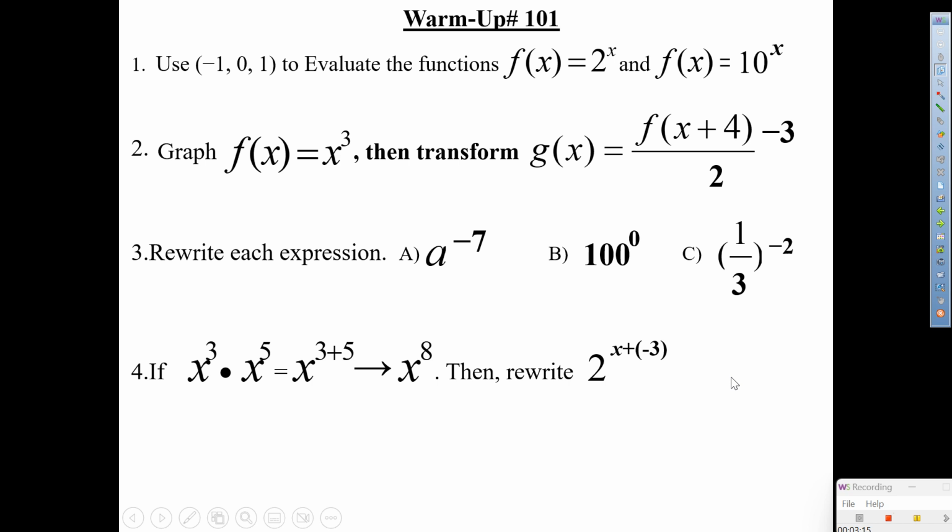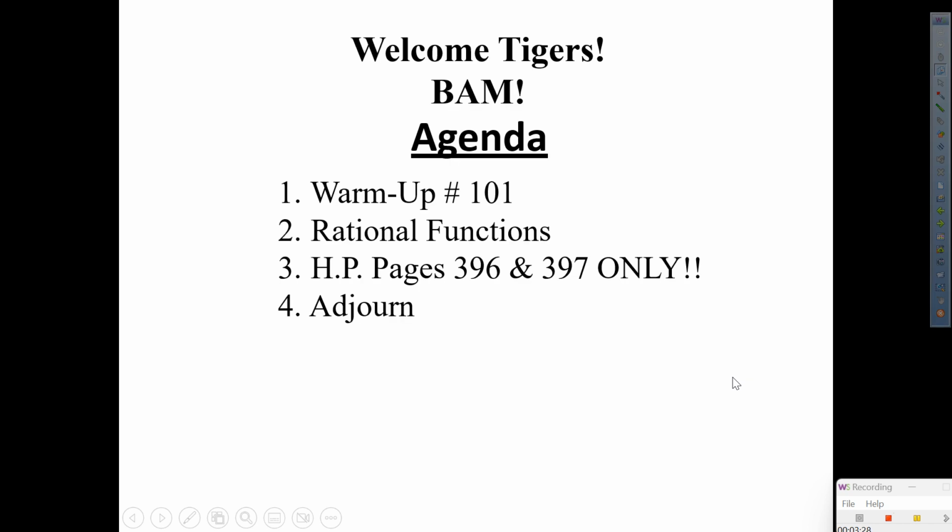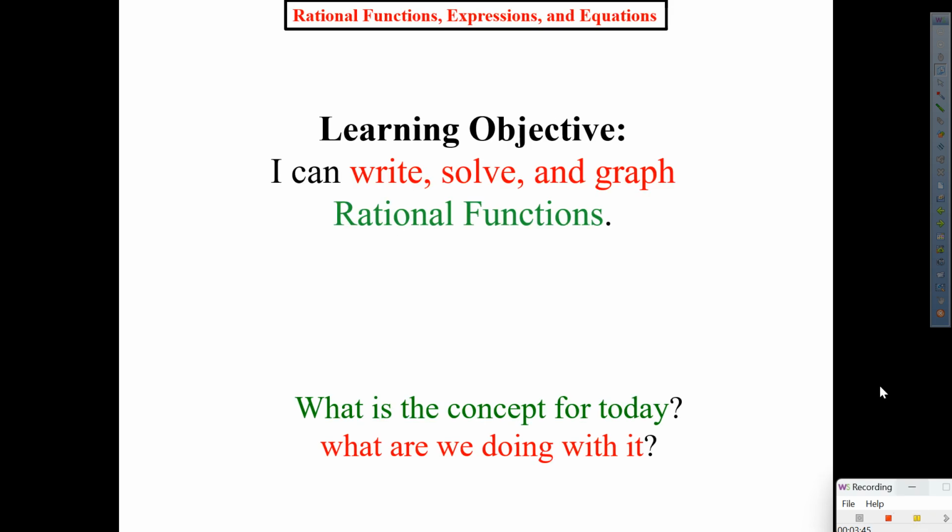All right? Copy the agenda, please. Warm-up number 101, rational functions. Home plate pages 396, 397 only. Then get a Cornell note ready, please. All right, here we go. Our objective for today: I can write, solve, and graph rational functions.